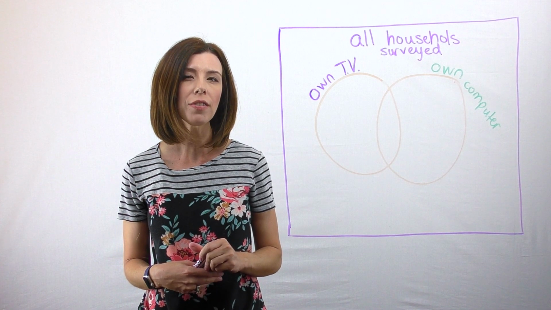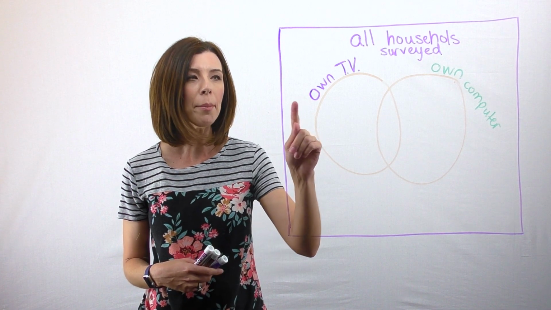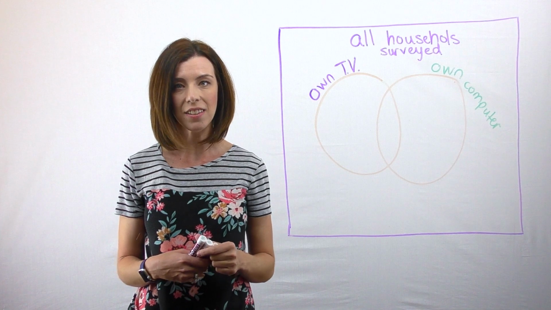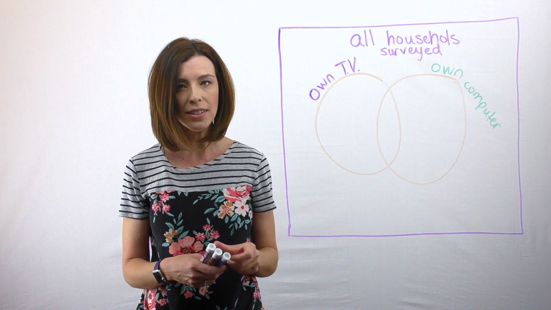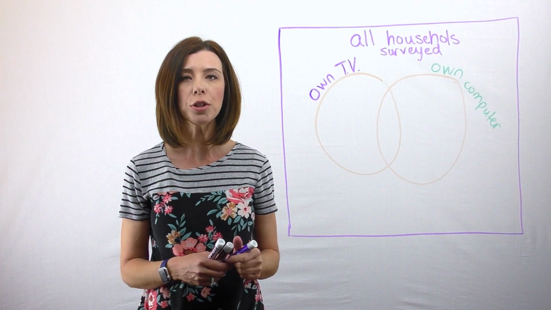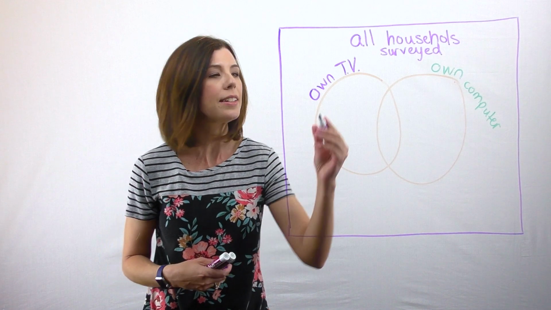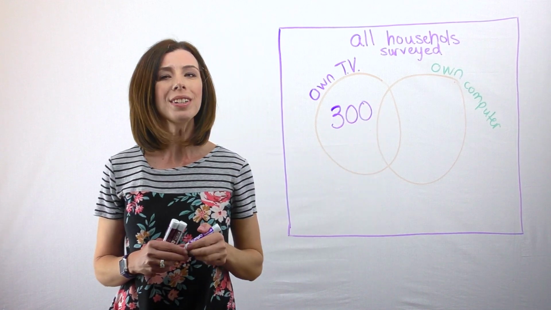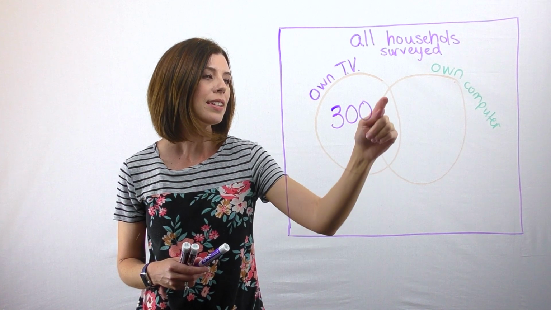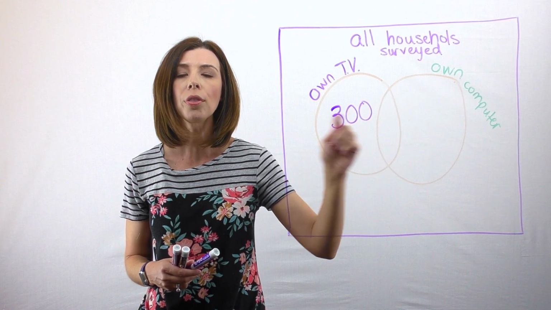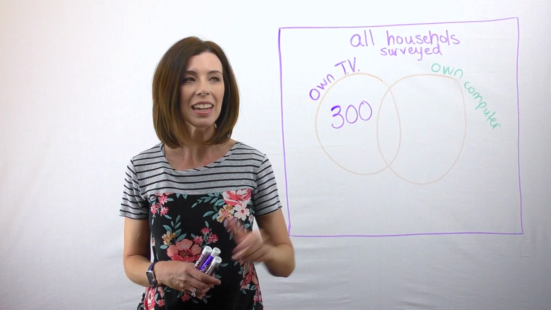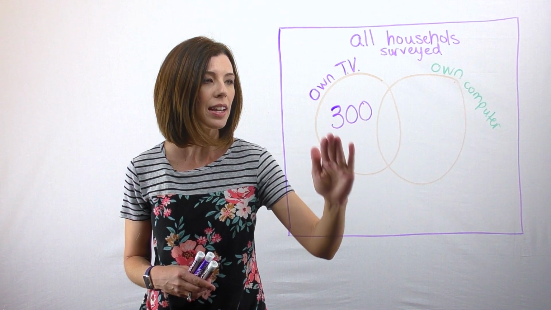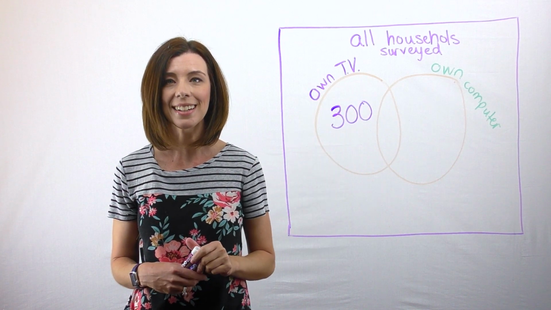Now, one thing you should have underlined is knowing how many people own only a TV. And the answer to that is 300. 300 people own only a TV. Notice that I am not putting it in this intersection where they own both a computer and a TV. I'm not doing it there. I'm saying they own only a TV.